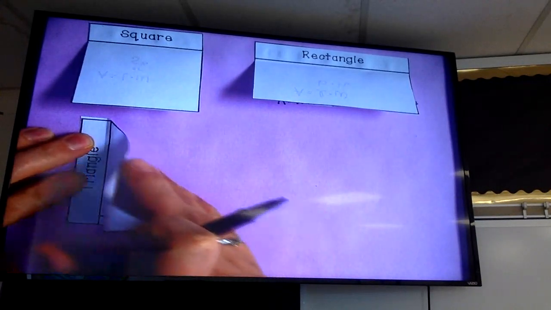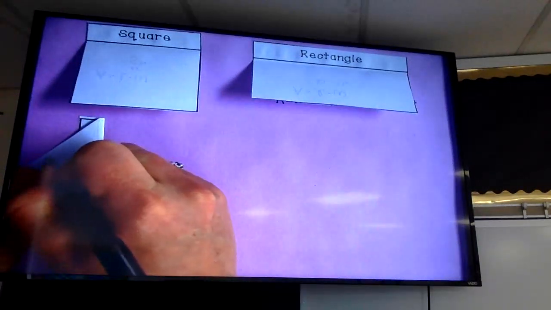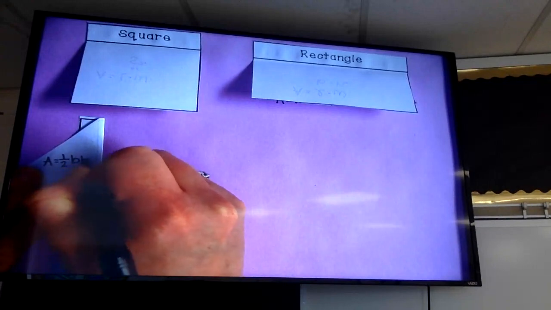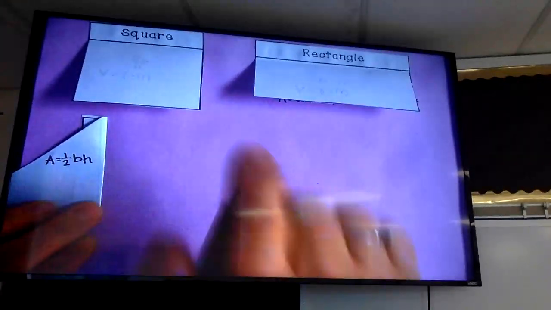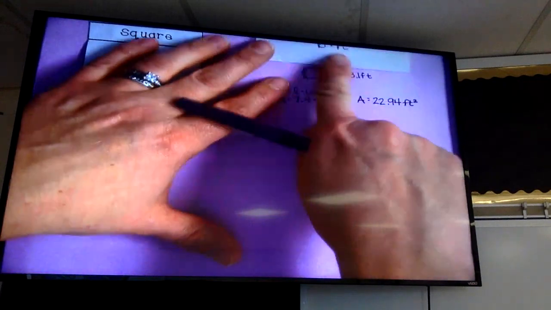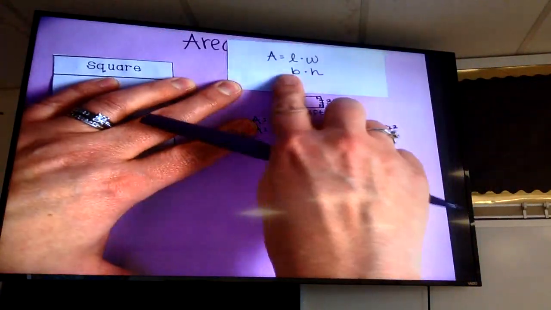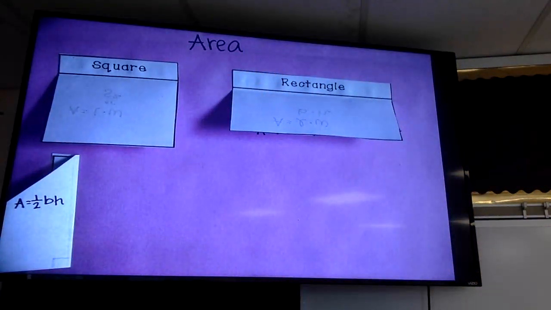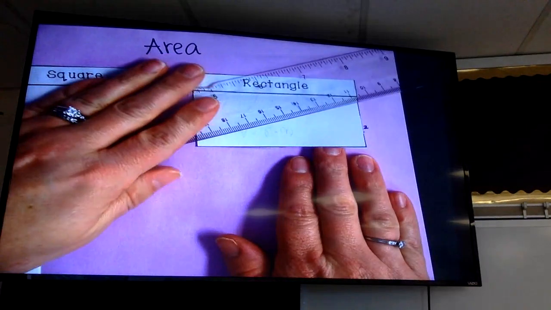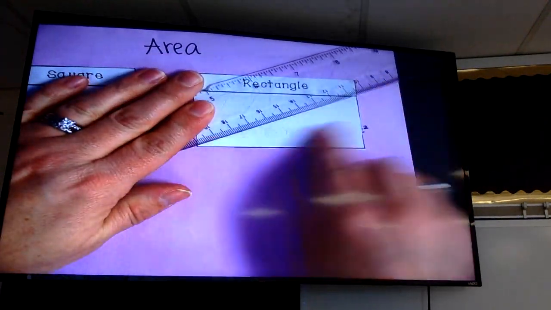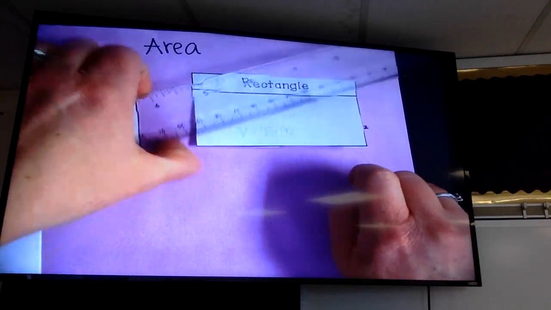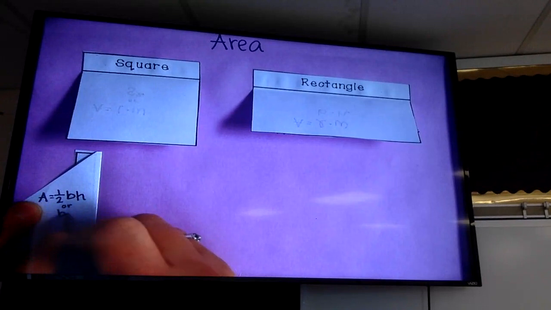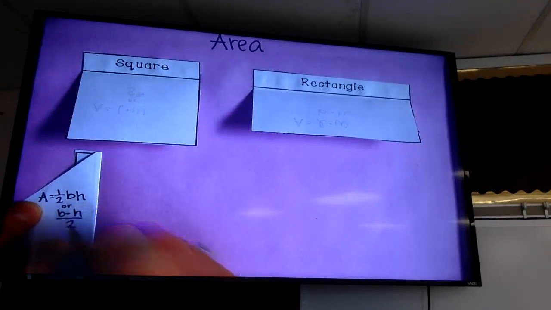Okay, so my area formula for a triangle is area equals 1/2 times the base times the height. Okay, which makes sense because for a rectangle, remember we said the formula could be base times height. And if I cover up half of my rectangle, so if I drew a line right here, I'm going to cover up half of it with a ruler. Okay, a triangle is formed right here. So half times base times height makes sense. Or some people like to use the formula base times height divided by 2.